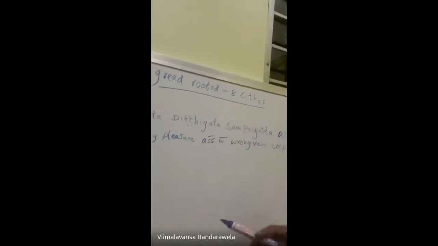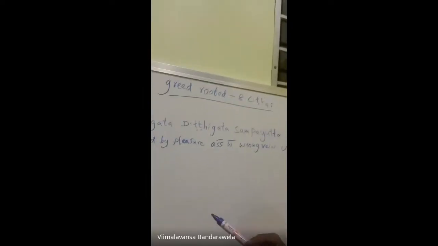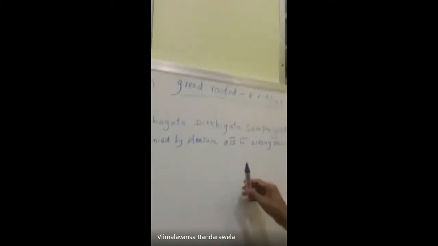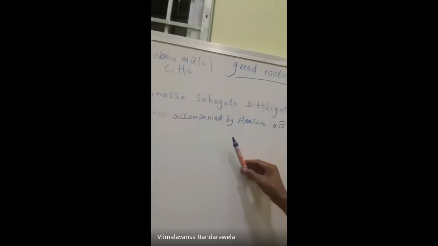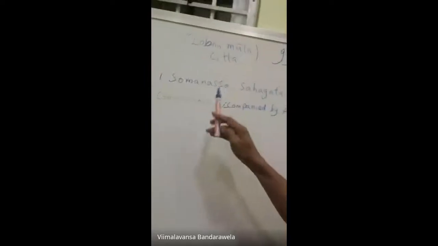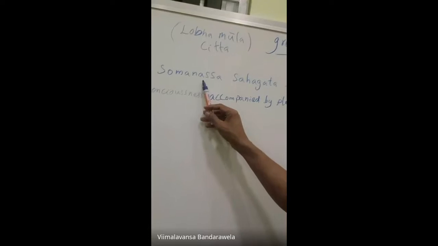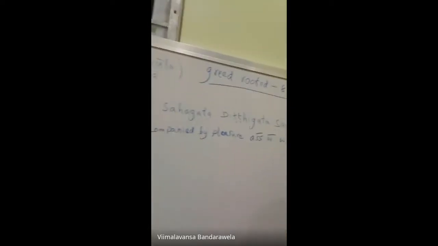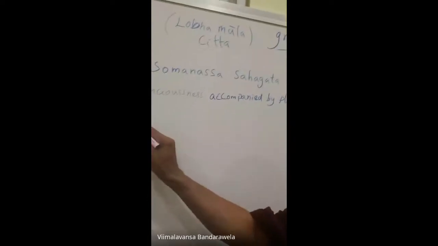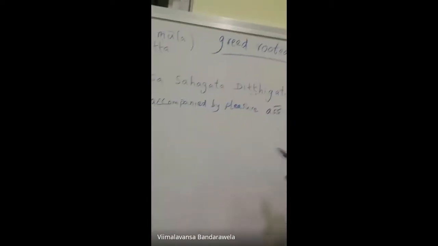Now you need a book, everybody, because these are very much at the beginning, and sometimes very difficult for the learner. It is not that difficult. Anyway, the first consciousness is somanasa sahagata ditthigata sampayutta asankharika chitta, right?